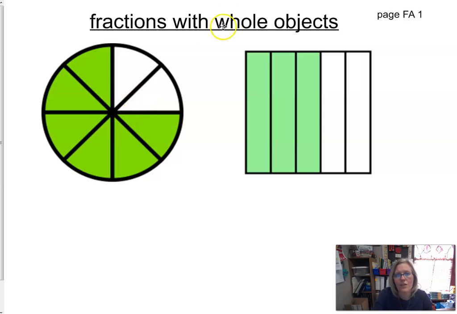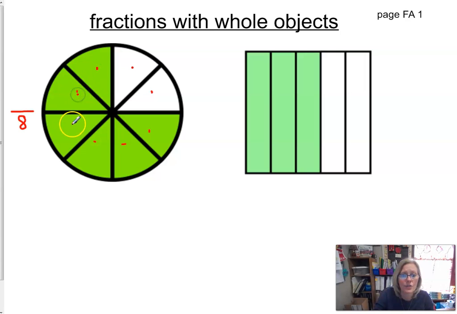We talked about fractions with whole objects. So we can take whole things like this whole circle, we can cut them up, and we can have a fraction. The way we find our fraction is, well, let me draw a fraction bar out here. We count the total pieces. So 1, 2, 3, 4, 5, 6, 7, 8. I always like to start with the denominator. It's the whole thing. If I wanted the shaded part of this, I would count only the shaded pieces.